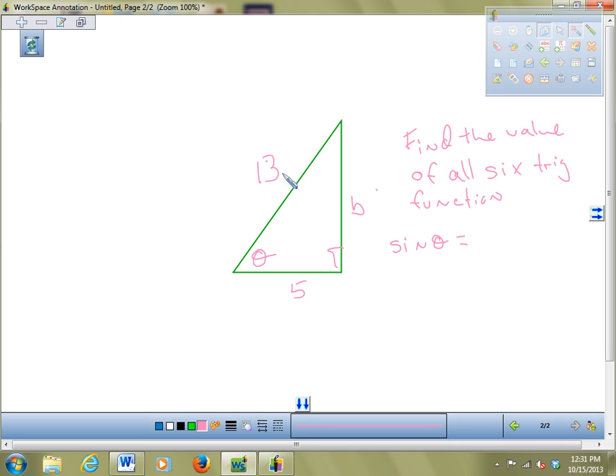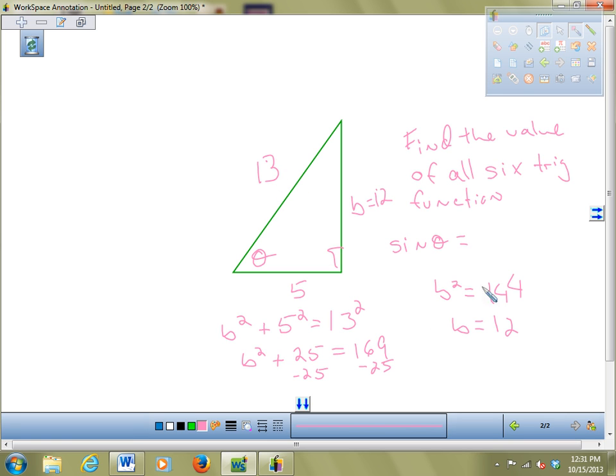It's b over 13. How do I find b? Sometimes you'll have to use the Pythagorean theorem. Does anyone know what b comes out to be? This is a special right triangle. Anyone know? Not 3, 4, 5. Subtract 25 from each side. B squared equals 144. What's the square root of 144? 12. So this side comes out to be a nice 12. That's called a Pythagorean triple, when everything comes out even.